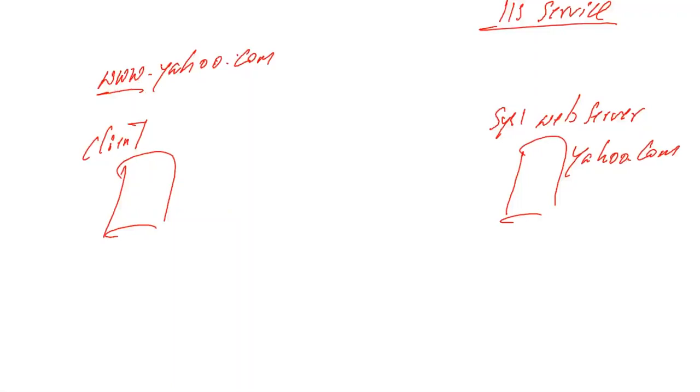But whenever you type www.yahoo.com, once you press enter, before this www, one more service name will be added there. That is HTTP colon //. So it means IIS is supporting HTTP also. Now what does HTTP stand for? Hypertext Transfer Protocol. Protocol means a set of rules.